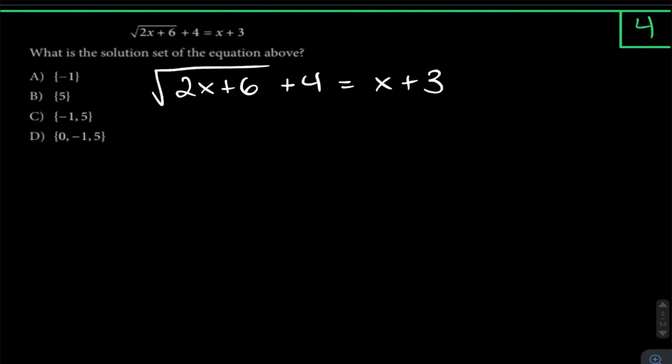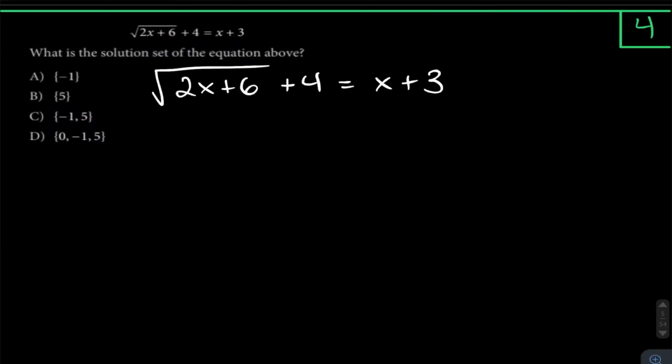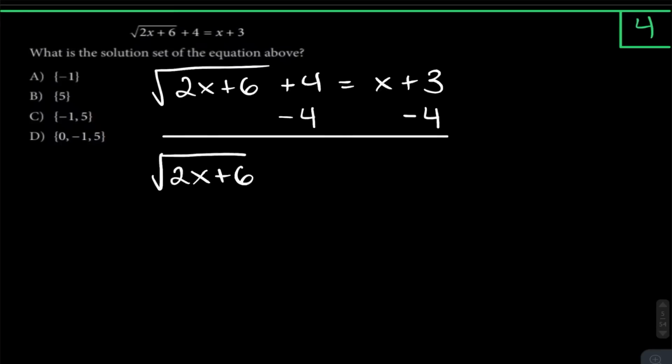Now, when you're solving a square root equation, you should start off by isolating the square root, because to get rid of that square root, you're going to have to square both sides at some point. The square root cancels out with the square, and so that's nice. How we can do that is by subtracting 4 on both sides. And when we do that, we get that the square root of 2x plus 6 is equal to, well, x minus 1.